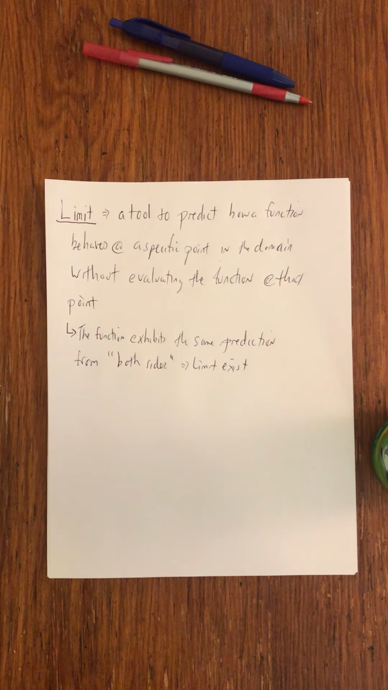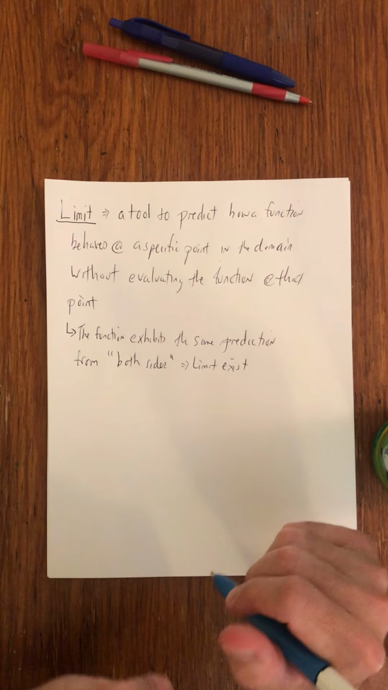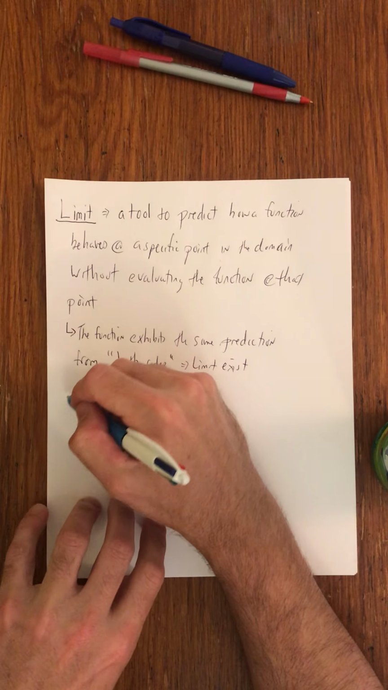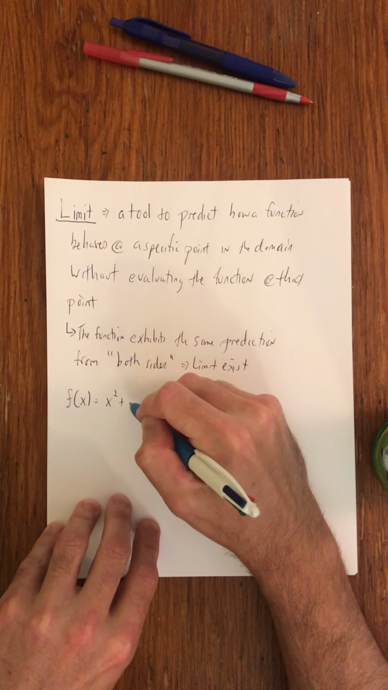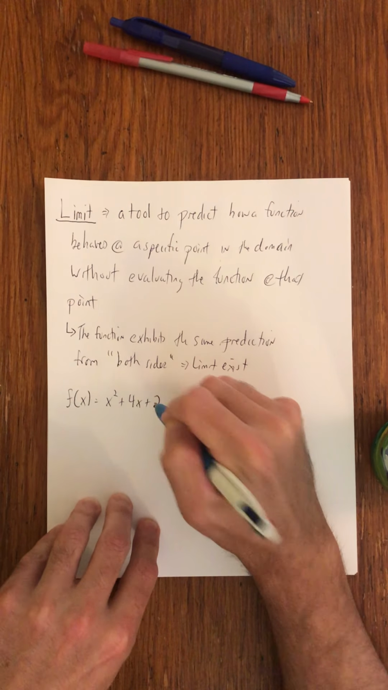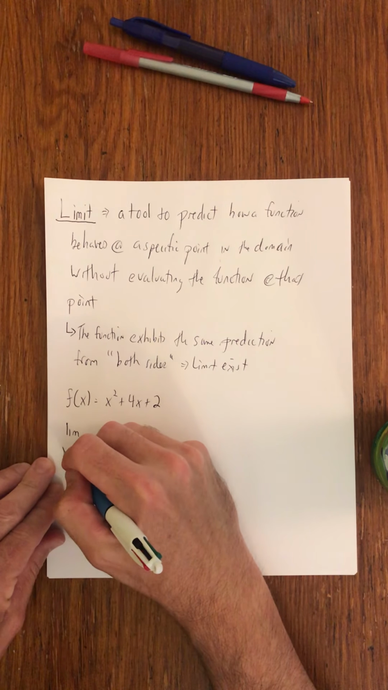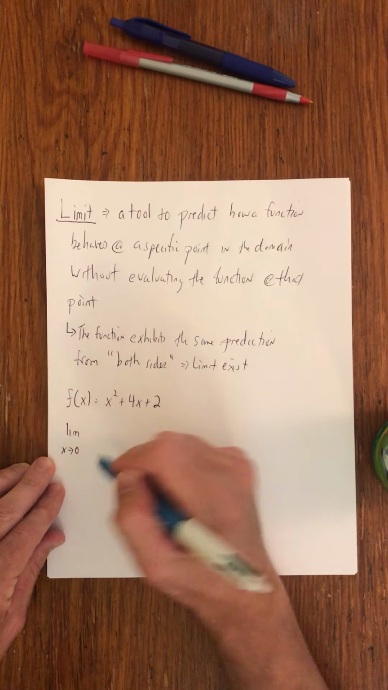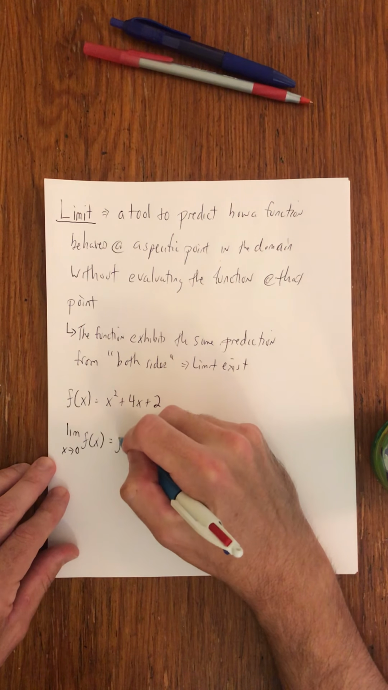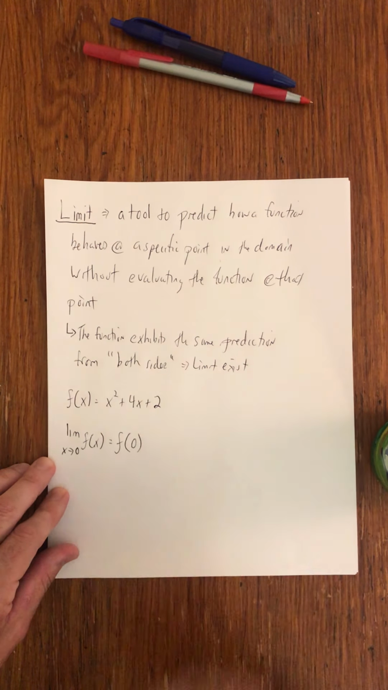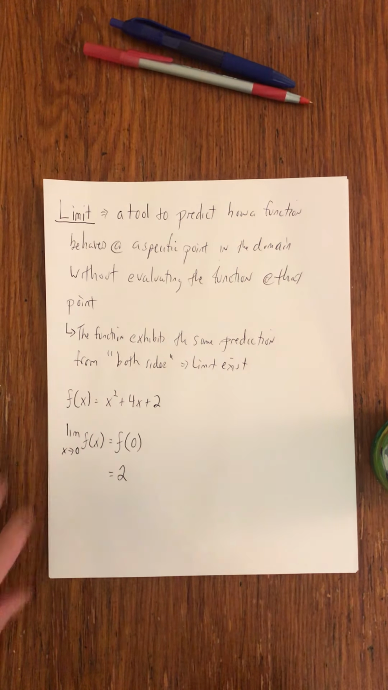So remember, for the vast majority of functions, for continuous functions, for example, if f of x is equal to x squared plus 4x plus 2, we know that if I take the limit of that expression as x approaches, say, 0 of f of x, that is going to be the same thing as just plugging in 0 there. And so in this case, that would be equal to 2, right?